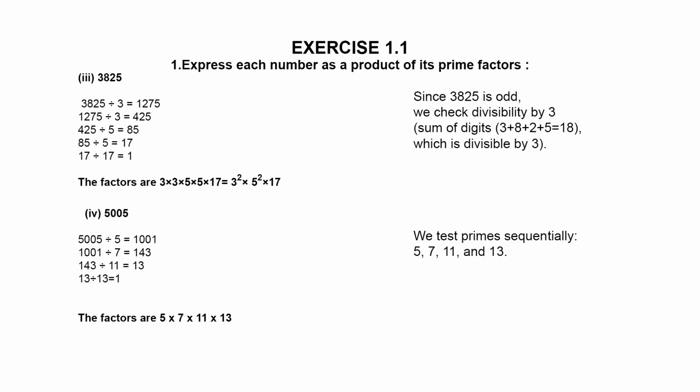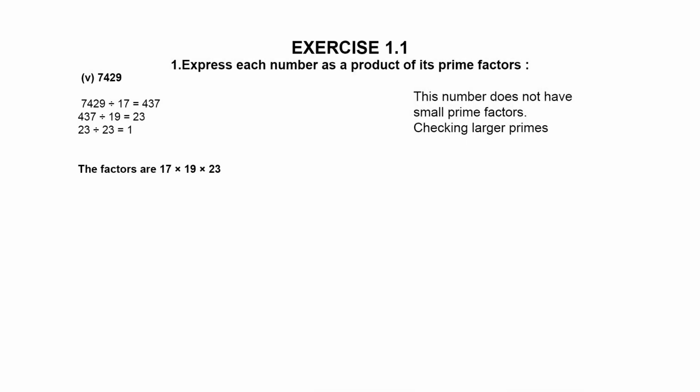Problem 4. For 5005. We test primes sequentially, 5, 7, 11, and 13. 5005 divided by 5 equals 1001. 1001 divided by 7 equals 143. 143 divided by 11 equals 13. 13 divided by 13 equals 1. The factors are 5 into 7 into 11 into 13.